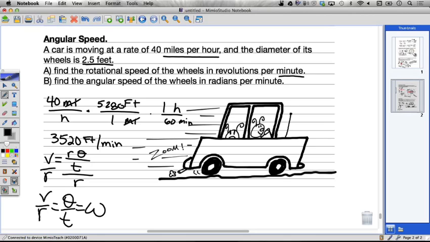That's angular velocity. So take your 3,520 and divide that by 1.25. Where did 1.25 come from? Remember, that's the diameter, so you have to cut it in half to get the radius. My radius, in this case, is 1.25. So 3,520 divided by 1.25 would give us our angular speed.